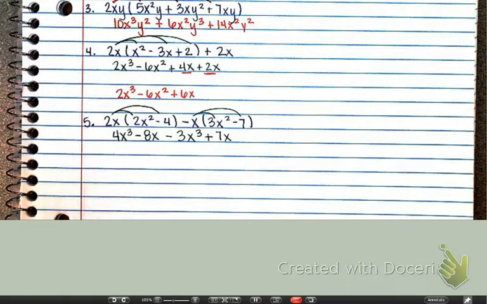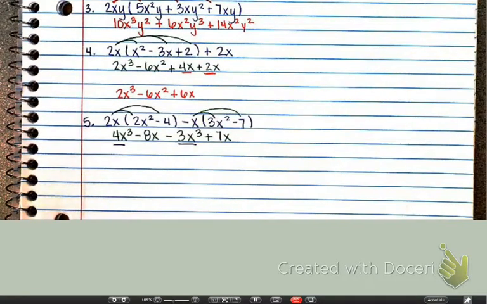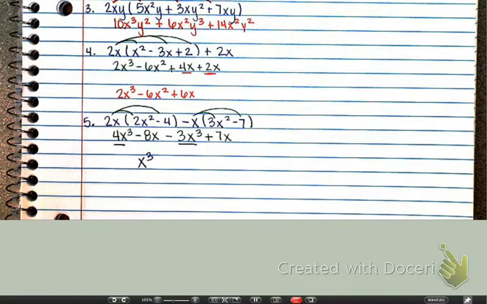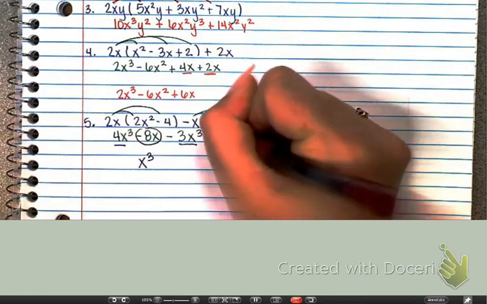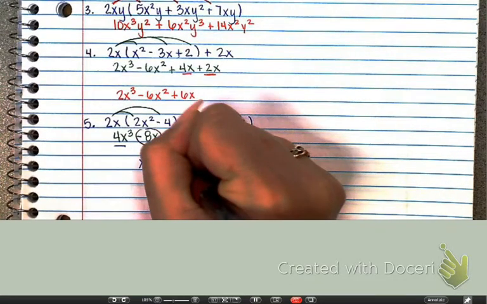And then, as always, the last thing you check for is if there's like terms and in standard form. So my like terms happen to be 4x to the third and a negative 3x to the third, which is just 1x to the third or x to the third. 4 minus 3 is 1. And negative 8x plus 7x. Negative 8 plus 7 is a negative 1x.